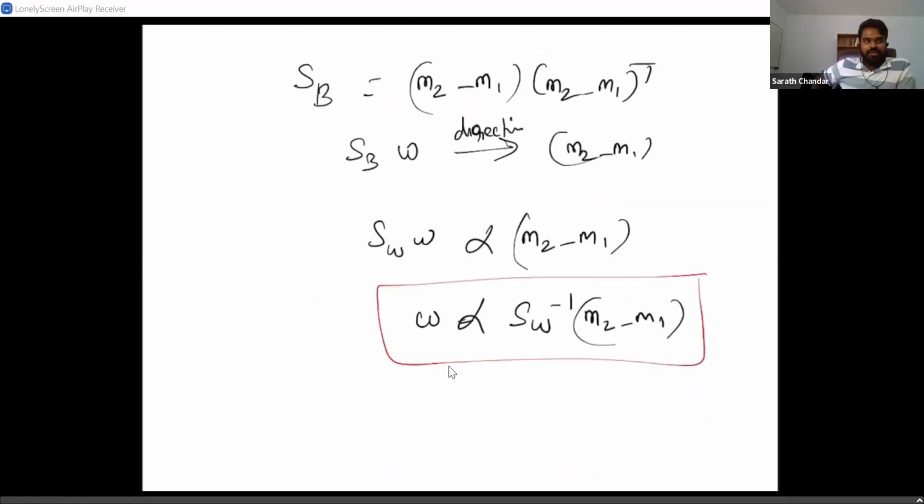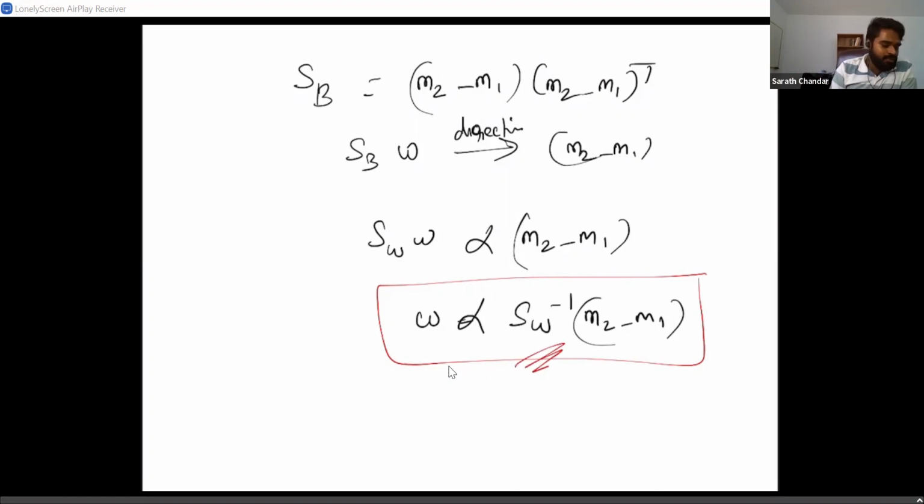Okay, so now what does this tell us? This tells us that W is proportional to M2 minus M1, which is the same as the algorithm 1 solution, right? But it adds an extra term, which is basically the inverse of the within class variance. In other words, if the within class covariance is isotropic, then S_W is proportional to the unit matrix, and this solution falls back to the previous solution that we had. Okay, so especially when this term is identity, then this is the same solution as the previous solution, right?